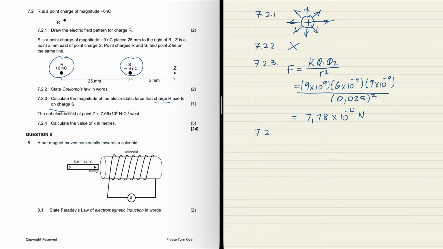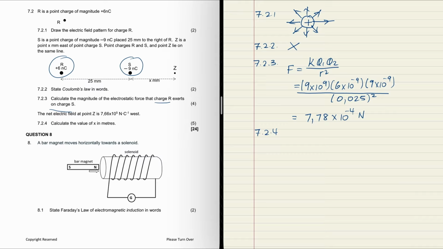Question 7.2.4. The net electric field at point Z is 7.66 times 10 to the 5 newtons per coulomb west. Calculate the value of X in meters. Okay, so in order to calculate this, we are going to calculate the electric field for S on Z and then R on Z. And then the net is going to be, well, either the sum or the difference of that.